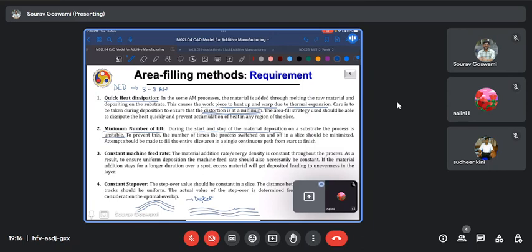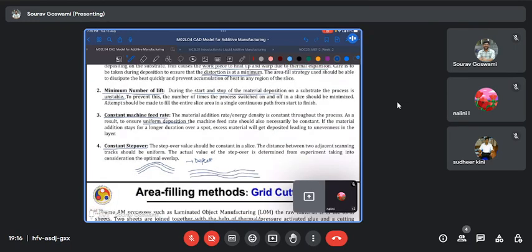Again, the machine feed rate should be constant to ensure uniform deposition, and the step over should be constant. And it is defined as the distance between two adjacent scanning tracks.